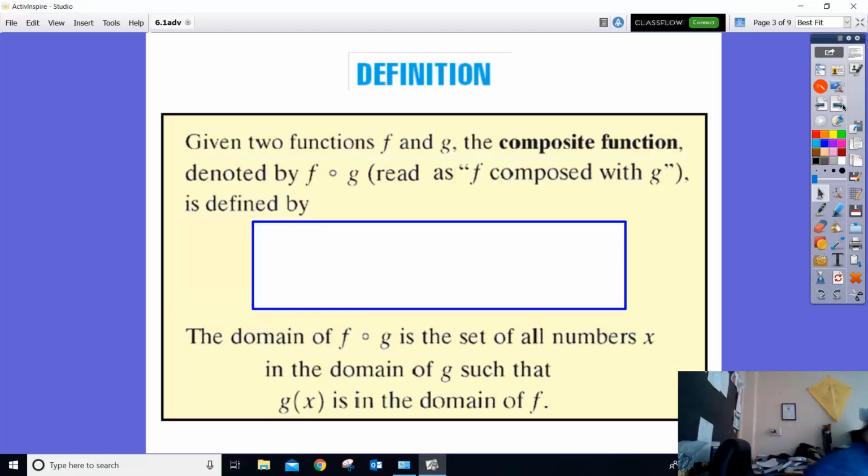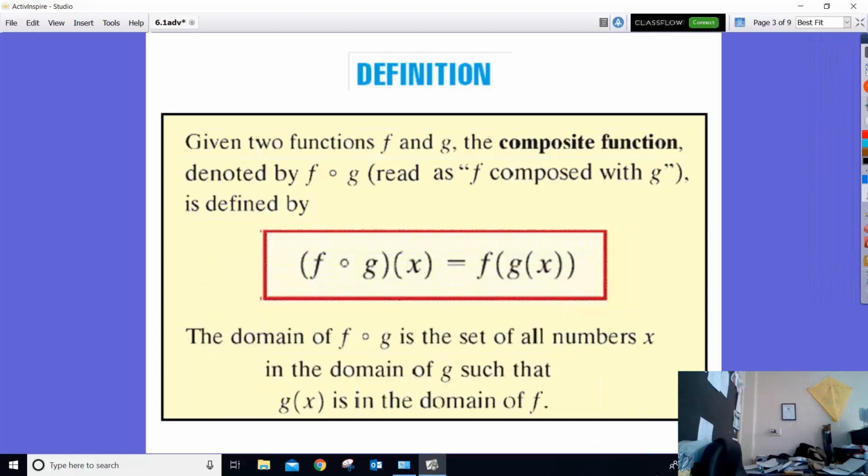This is composition of functions. You guys should be familiar with the notation. Two functions, and a composite function denoted by f of g, or f composed of g. I taught you this in Algebra 2. I always had to do a rewrite on these. F composed of g is equivalent to f, and then in parentheses g of x. Does that mean something? Hopefully.